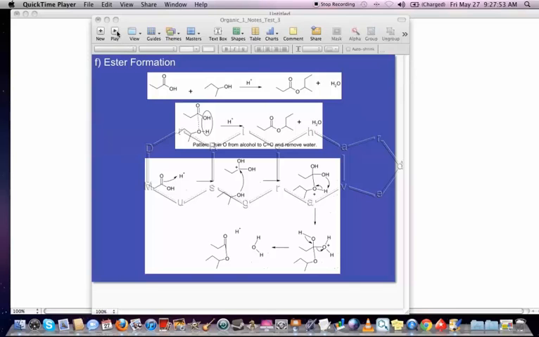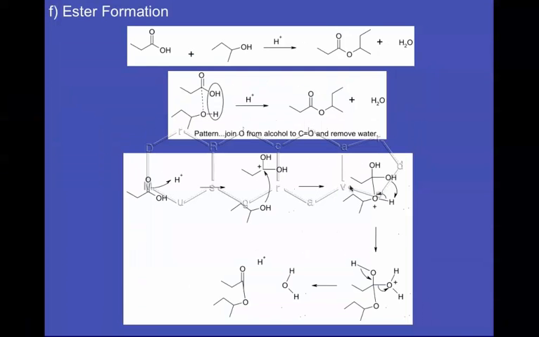Right, the next reaction I want to talk about is ester formation. Now an ester is a combination of a carboxylic acid and an alcohol. Now if you look at the functionalities that we're using here, we've got the carboxylic acid here that's C double bond O with the OH reacting with the alcohol to give our ester functionality. Now remember, what defines the ester functionality is the replacement of the OH with an OC.